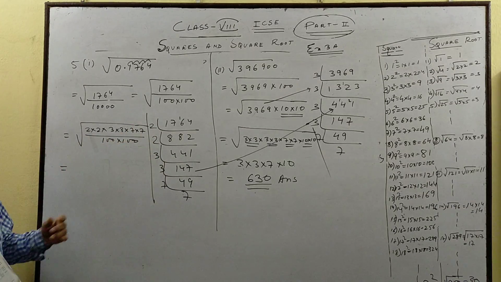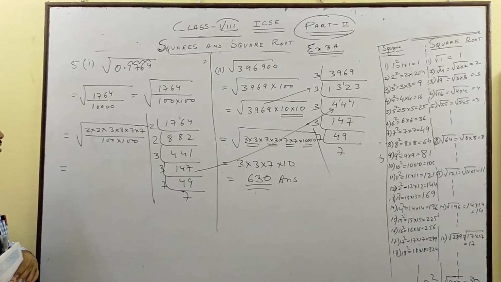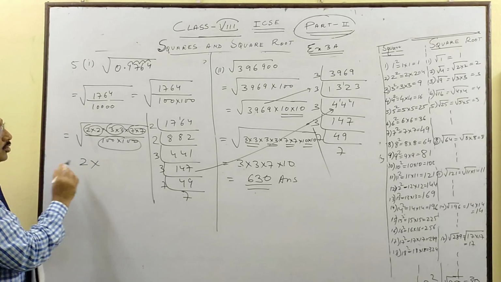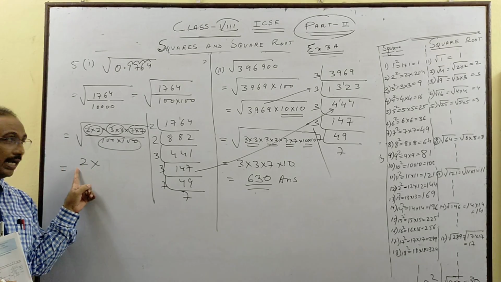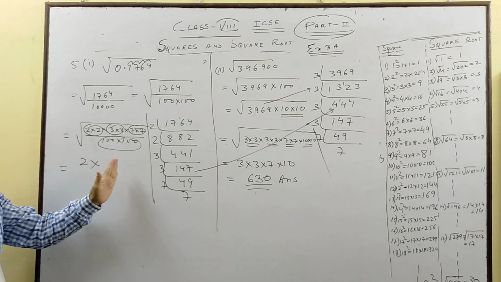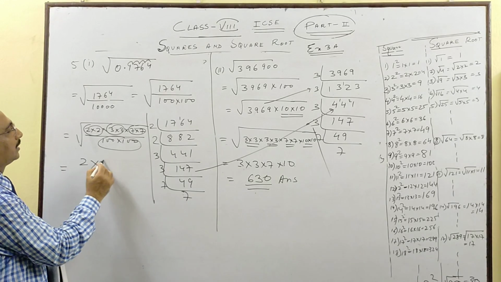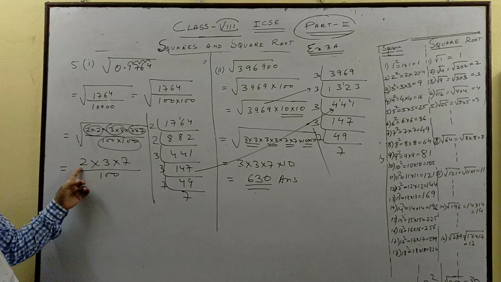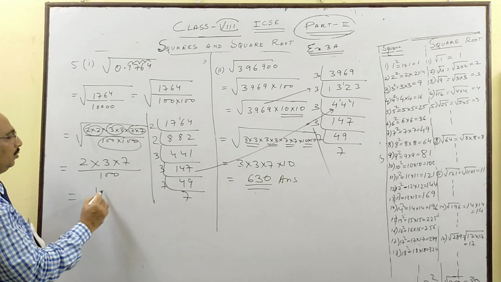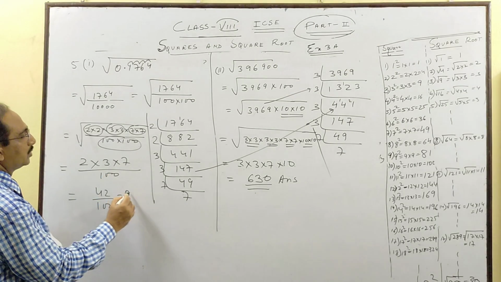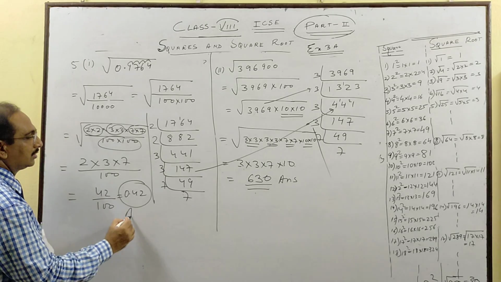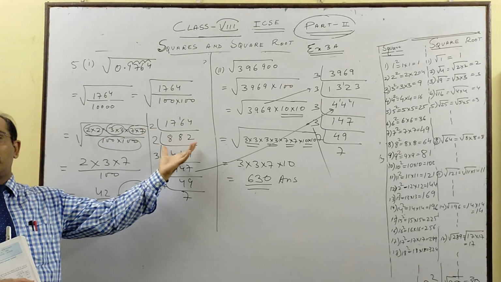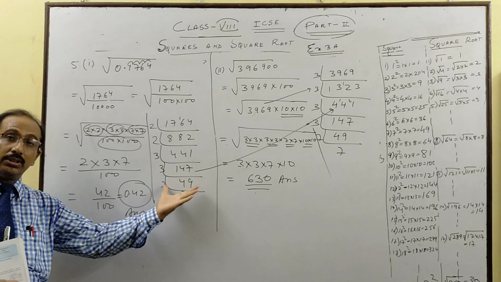So the final step is, when you take square root, out of one pair, 1 will come out. So please don't put your root sign. As you take out 1, that's the end of the root sign. We have found out the square root. 2 3s are 6, 7s are 42 by 100, which is 0.42. This is your answer.